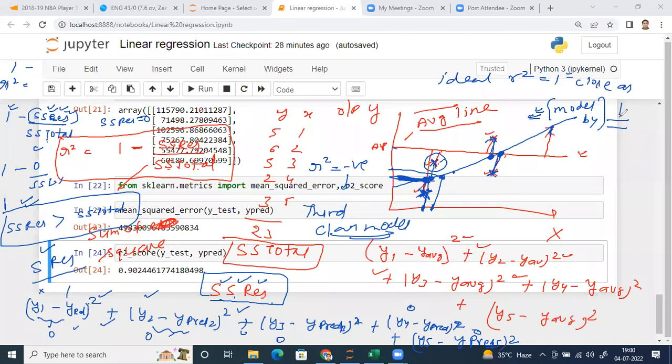Got it? Actually, we cannot visually visualize that. That's the main issue. But I hope you get the concept of what is going to happen. Okay, so let me clear this out.